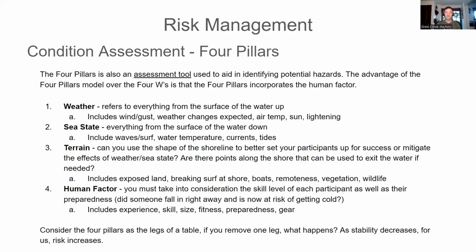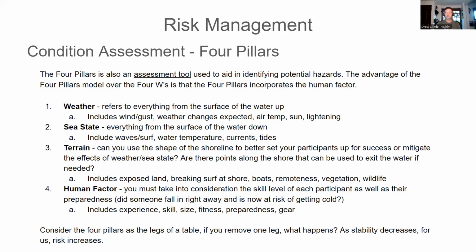Did someone fall in right away? Suddenly, we have a cold factor that we have to start considering. If they are not wearing a wetsuit and suddenly they're getting a little chilled, that's going to affect everyone because we have to work with them as an individual. If I don't have a second instructor on the water to send them back with to get warm, we all have to go back. So human factor includes experience, skill, size, fitness, preparedness, the gear they have.